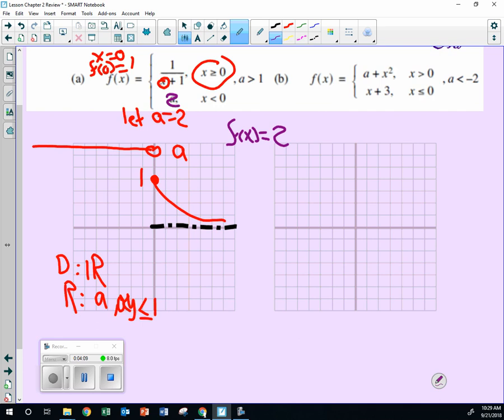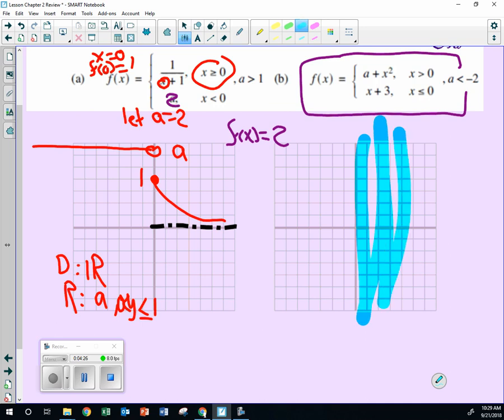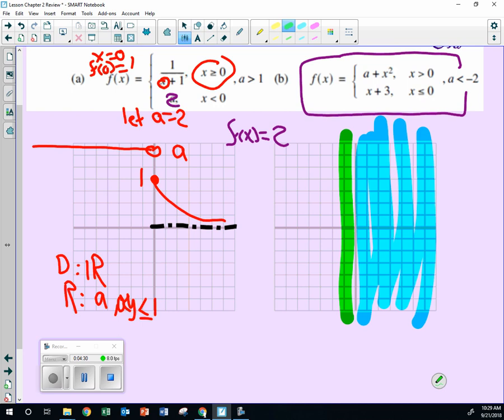Let's try this second one. So this is a piecewise function, and we have two things going on. One thing you have going on is this a plus x squared, and you have this x plus 3. Now I'm going to color this side blue and this other side green.